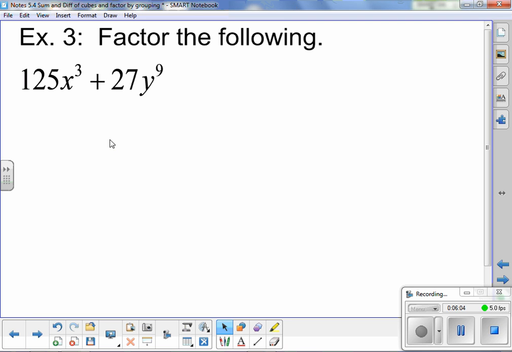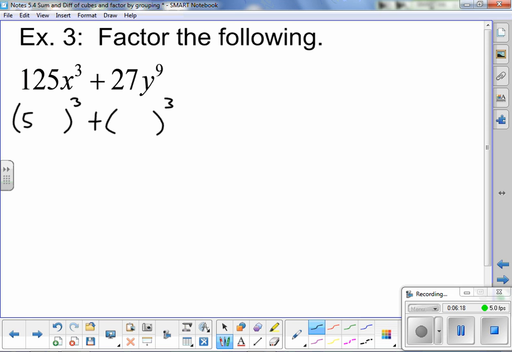Okay, example 3. So let's go do this one. A little more difficult. So first one, something cubed, and it has to be plus something else cubed. So 125 is a 5, and then an x. So 5 cubed is 125, x cubed is x cubed. 27 is a 3. Now, y to what power cubed is going to be a 9. So that's going to be y to the 3rd power. If you remember your power of products here, 3 times 3 would get me that 9. So that's your a and that's your b.